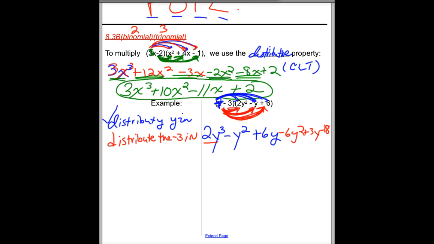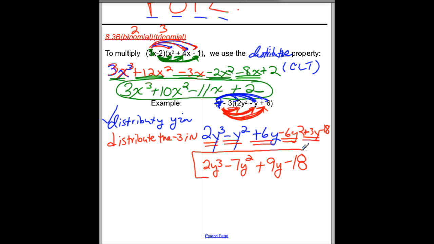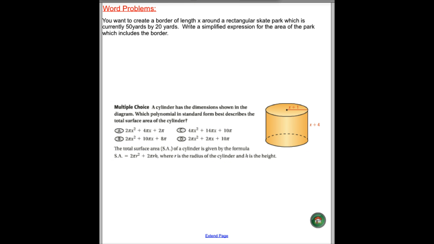We're going to combine our like terms. We've got 2y cubed. We're down y squared, down 6 more, we're down 7y squared. We've got 6y and 3y, giving us 9y and a minus 18. So really, this section is pretty straightforward with the multiplication. It's kind of nice, not generally a whole lot of problem areas on here. So let's take a look at some word problems that go with this.